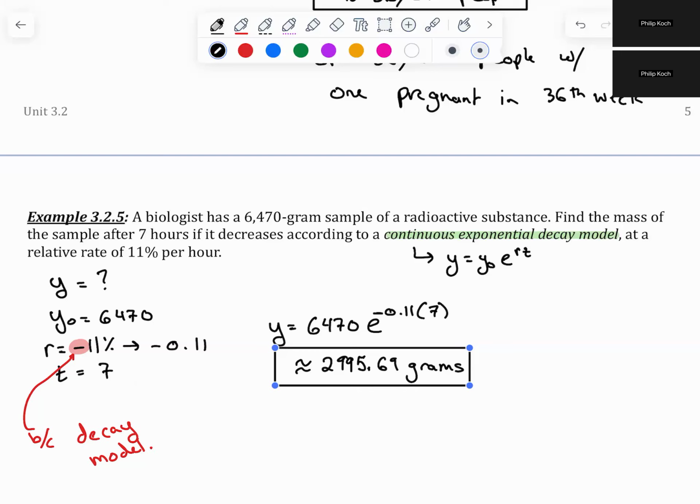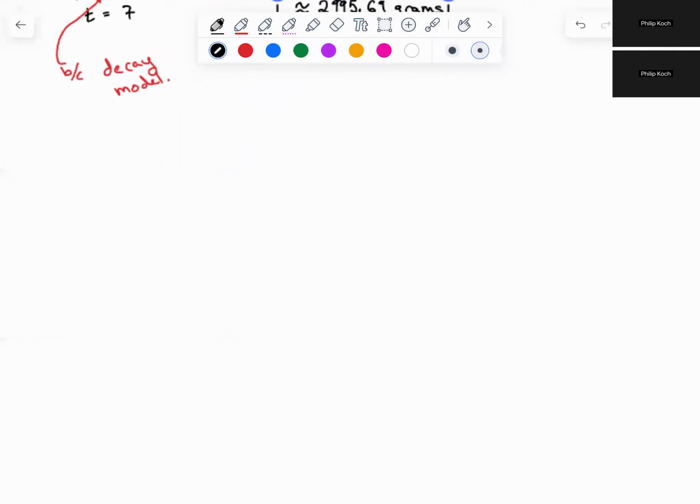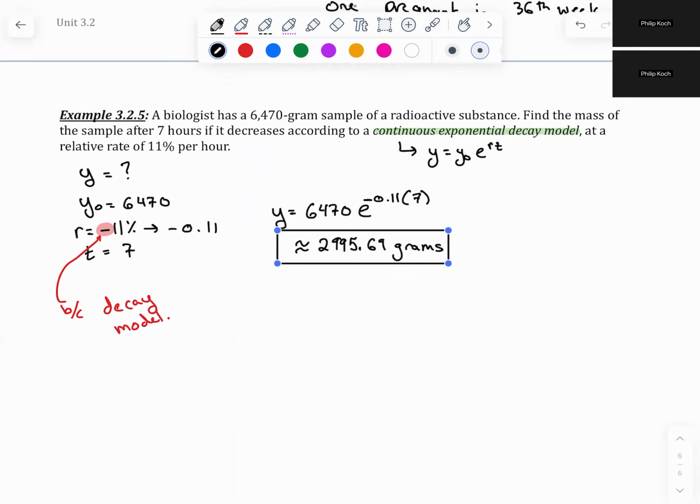So, sorry, I didn't mean to zoom out there. I'm going to move to the next one unless people are still writing. Anybody still writing? Okay.